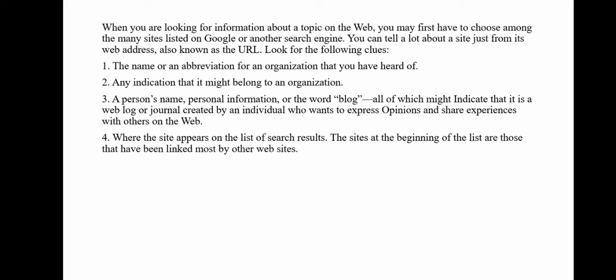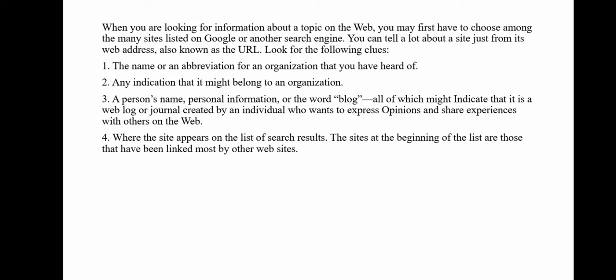And when you are looking for information about a topic on the web, you may first have to choose among the many sites listed on Google or another search engine. You can tell a lot about a site just from its web address, also known as the URL or Uniform Resource Locator, and we can look for the following clues here.